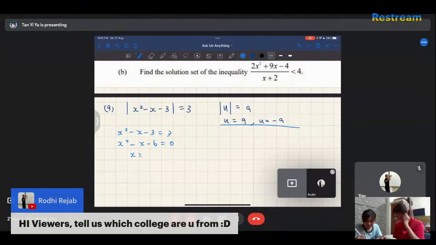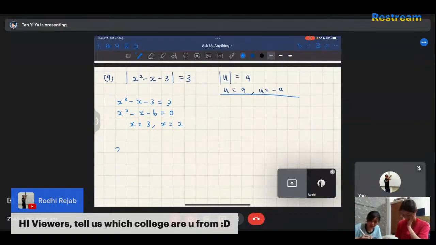So x will be equal to 3 or x equal to negative 2. Then the other one is x squared minus x. We copy down the left hand side. The right hand side will be negative. So we make the right hand side equal to 0, which means the negative and negative will cancel off. Plus 3 minus 3. Yep. And then press the calculator again. We get x equals 1, x equals 0.